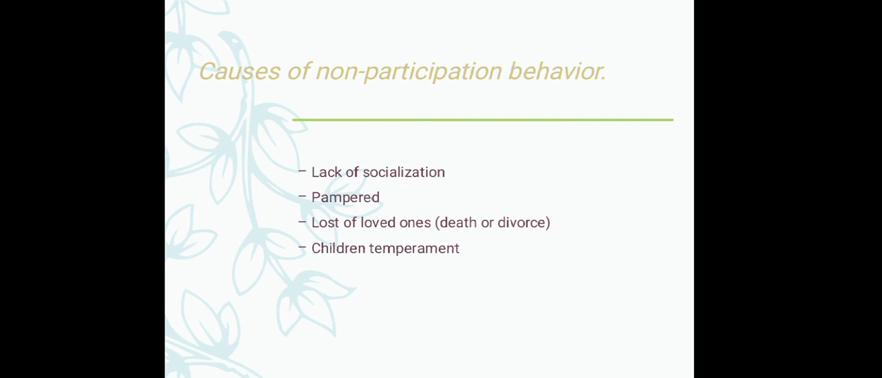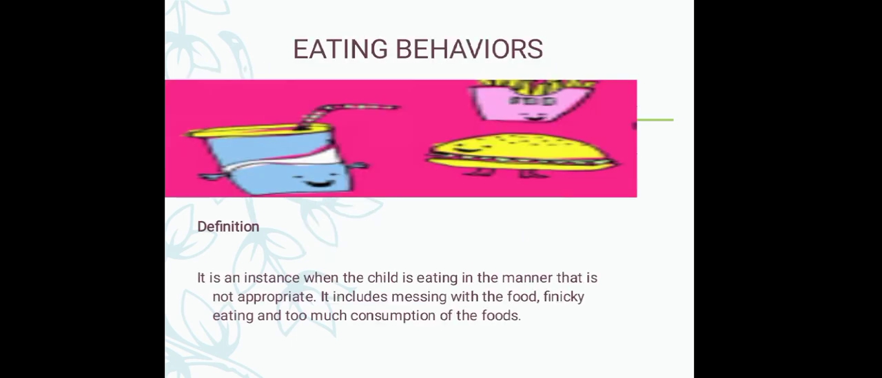Okay, next is eating behaviors. Tabiat makan. So what is eating behavior? Eating behavior, the definition, it is an instant when the child is eating in a manner that is not appropriate. It includes messing with the food, finicky eating, and too much consumption of the food.